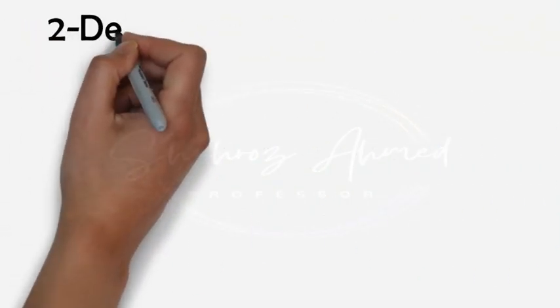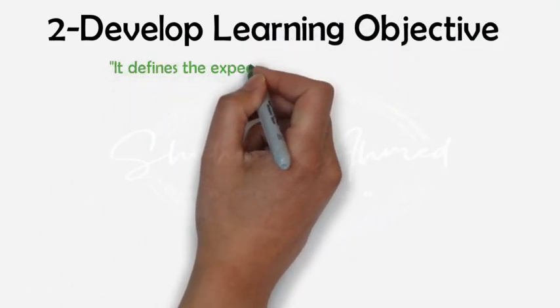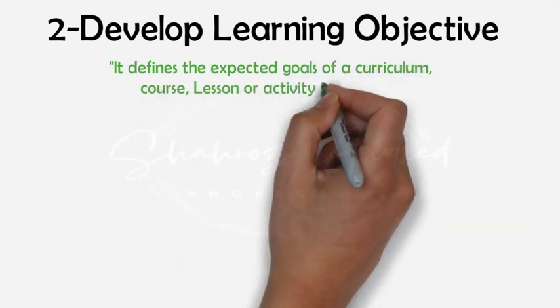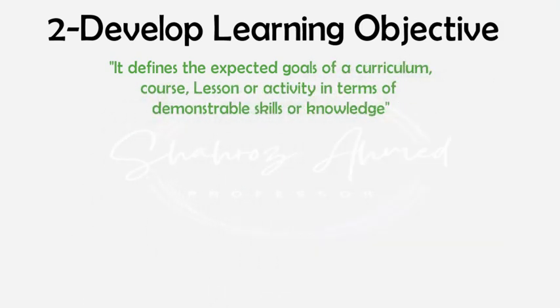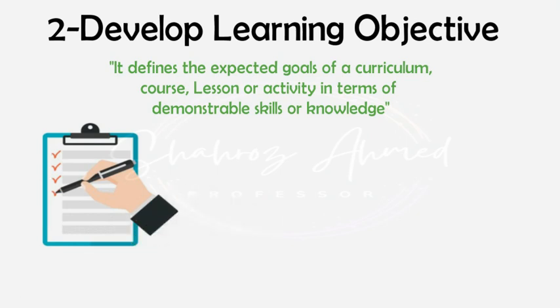The second topic is about develop learning objectives. Develop learning objectives means it defines the expected goal of a curriculum, course, lesson or activity in terms of demonstrable skills or knowledge. It means that what should be discussed in a training, what will be the agenda.